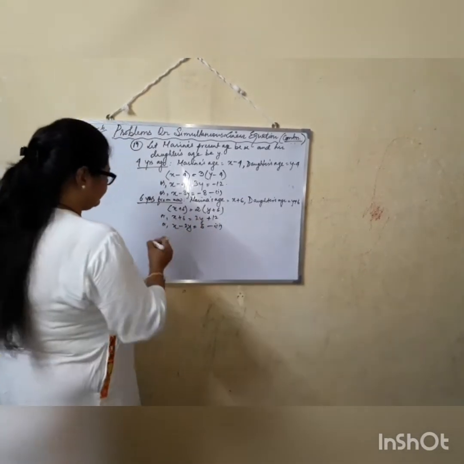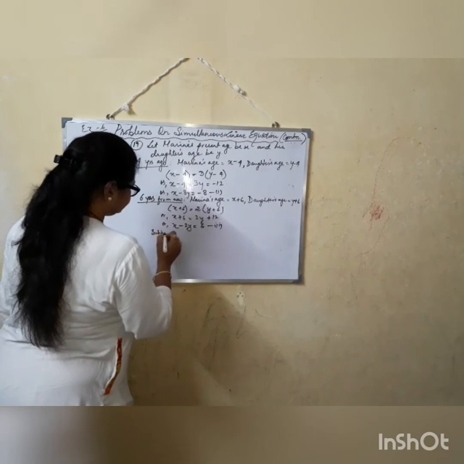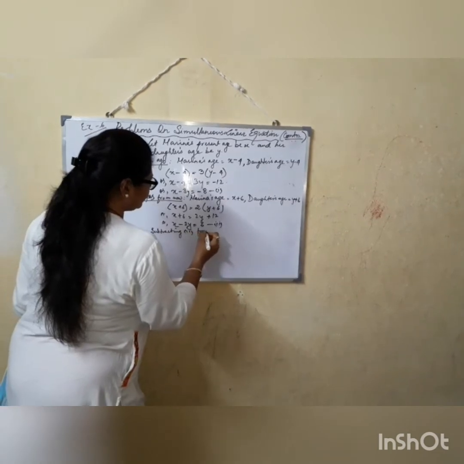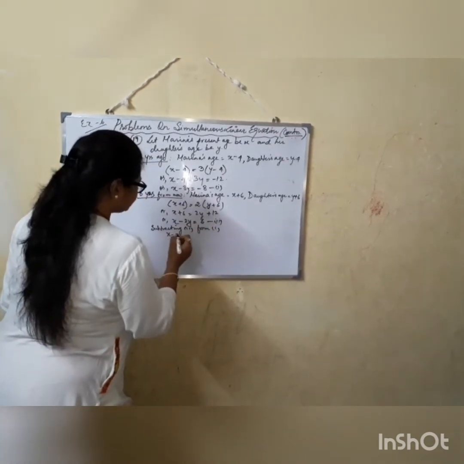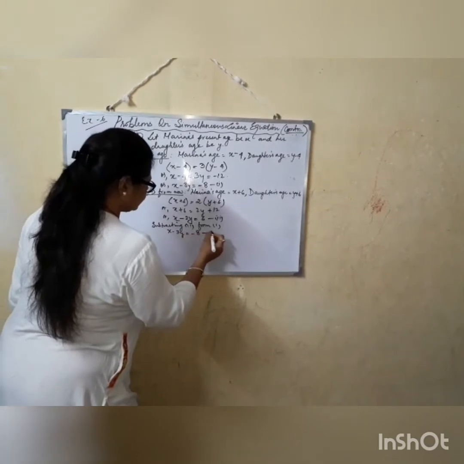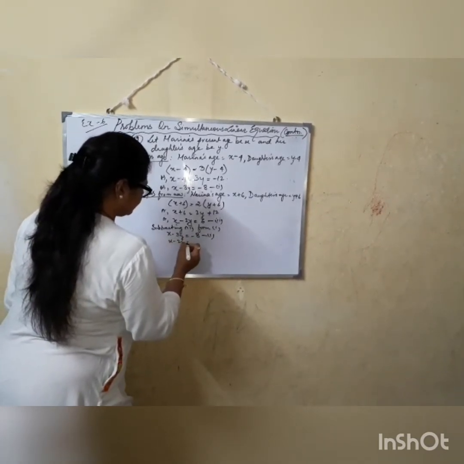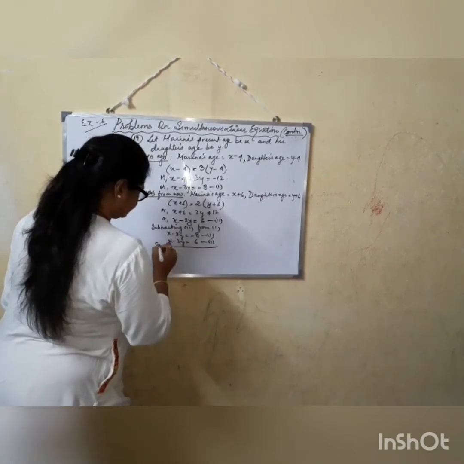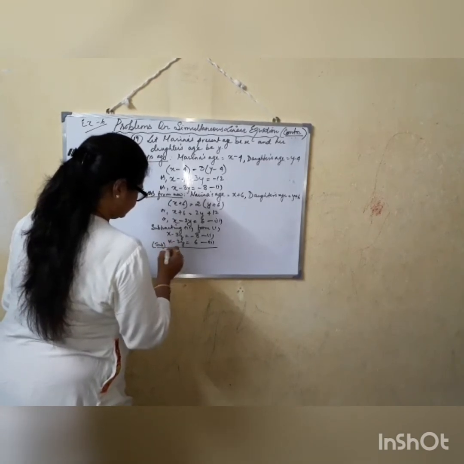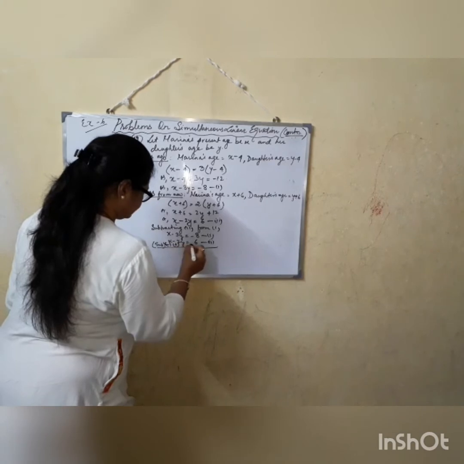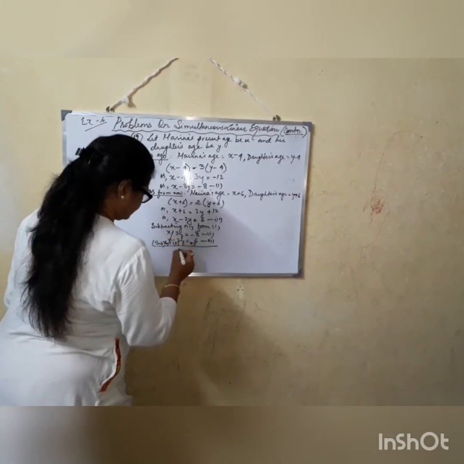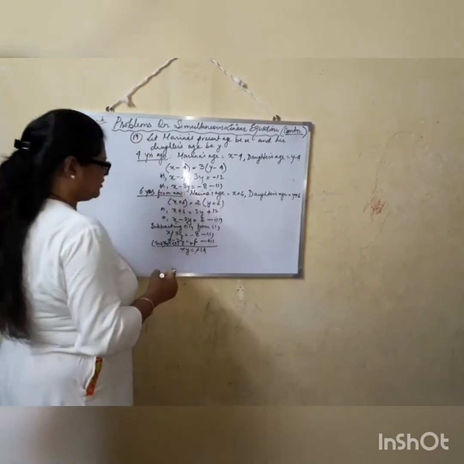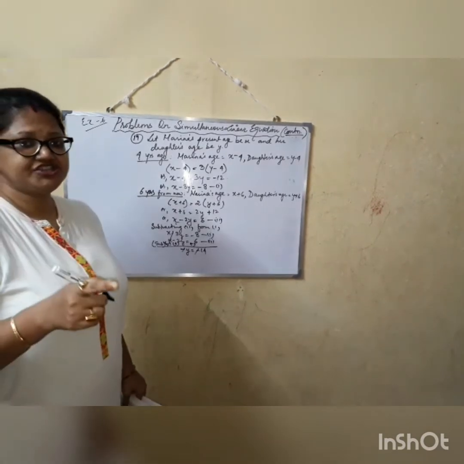Alright, now we subtract 2 from 1. What do we get? X minus 3y is equal to minus 8. X minus 2y equal to 6. We get minus y equal to minus 14, or y equal to 14. So we get the daughter's age as 14.